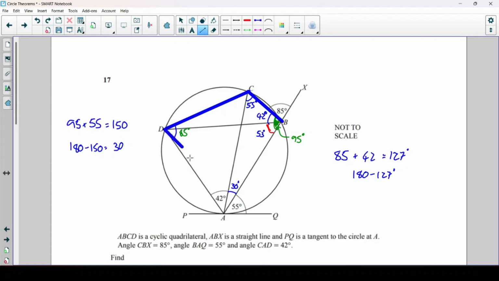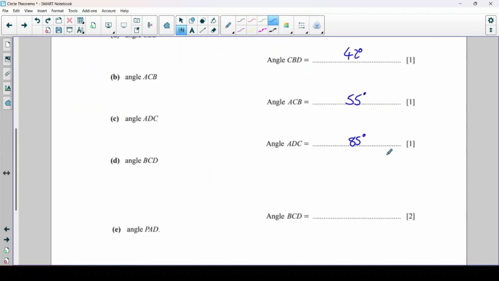Now I'm going to use my cyclic quadrilateral, which is here, and use the fact that the opposite angles add up to 180. So this whole thing here is equal to 72. The diagram's getting a bit messy. So 72 degrees here. So this whole one here is 180 take away 72, which is 108, and that's the angle that we were looking for, 108 degrees.